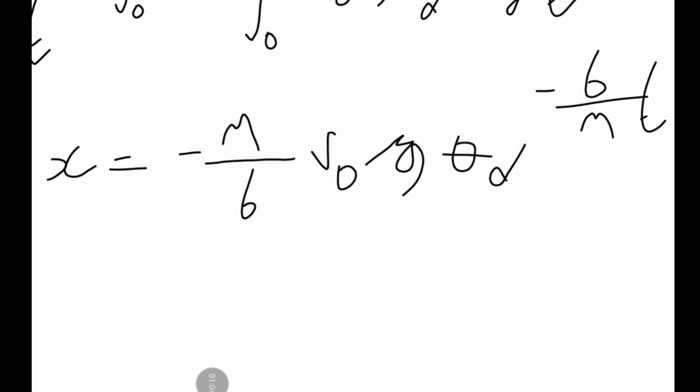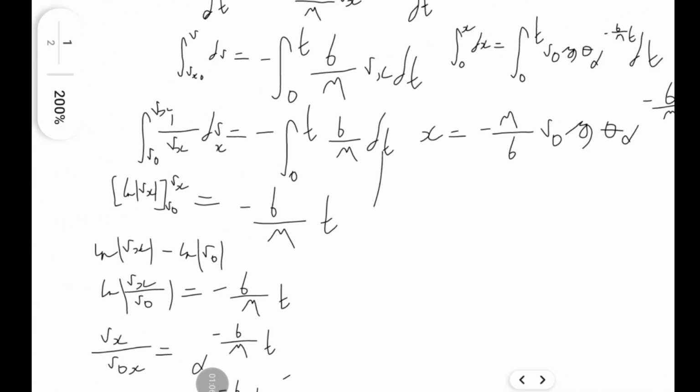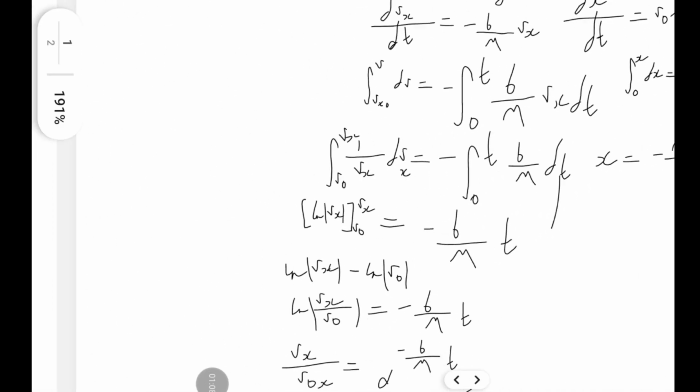Now, if we want to look at the y position, we're going to have to do it slightly differently. Let's go to a different part of the page. We'll go to the second page for this part. So for y, we're going to look at basically the same thing, but we are going to do it slightly differently.